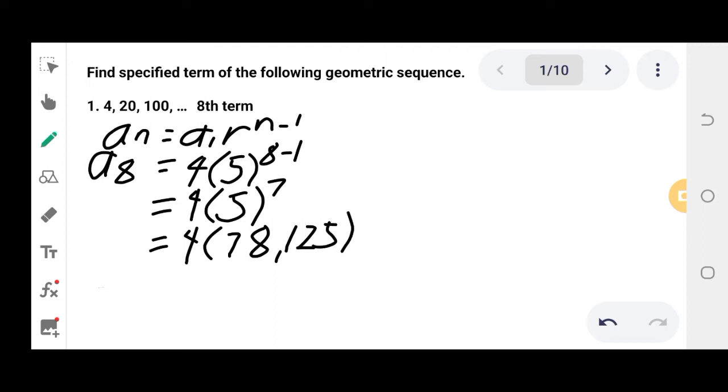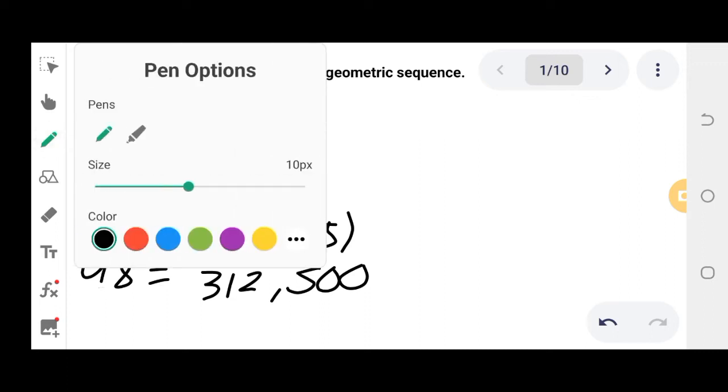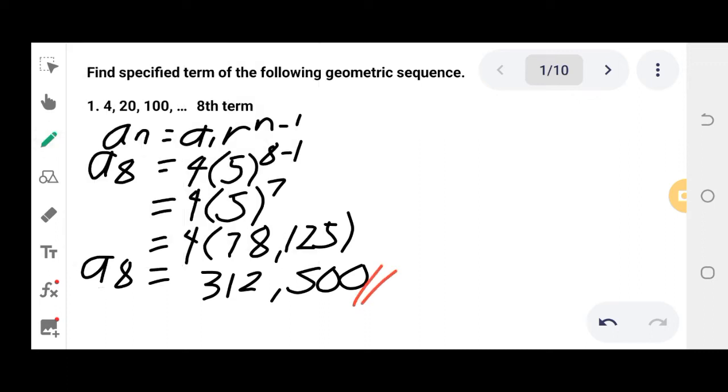Then, i-multiply natin ito sa 4. We have a sub 8 is equals to 312,500. So, that is the value of our 8th term. So, meaning, if yung 100 i-multiply natin sa 5 hanggang sa makarating tayo sa isang 8th term, makikita natin itong 312,500 as the 8th term. So that is the final answer for number 1.